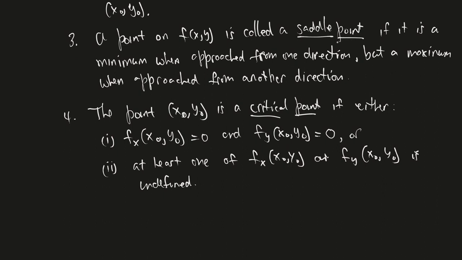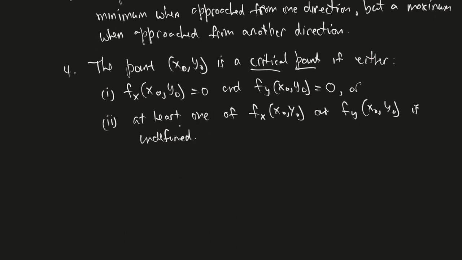The saddle point is new. Now, before we state the big theorem that allows us to classify these critical points, now that we know how to find them, we know that we're going to set our first partial derivatives equal to 0 and solve for x, y. Well, after we find this ordered pair, how do we know if it's a relative min, a relative max, or a saddle point?